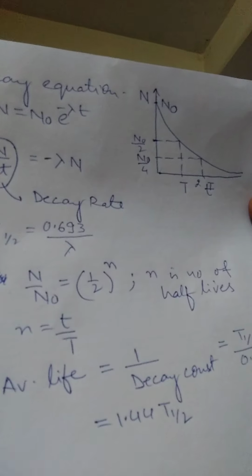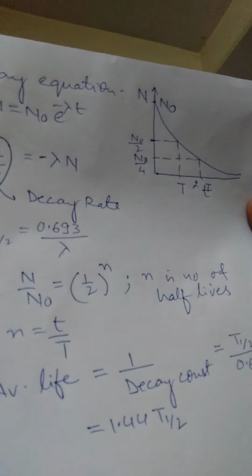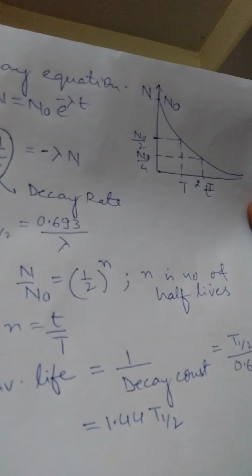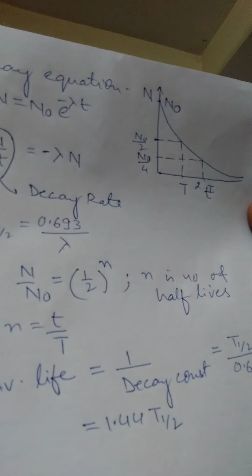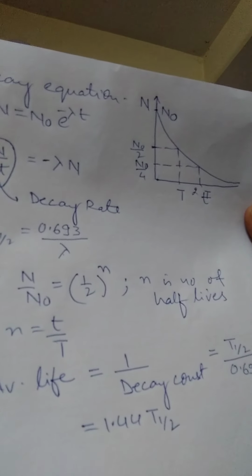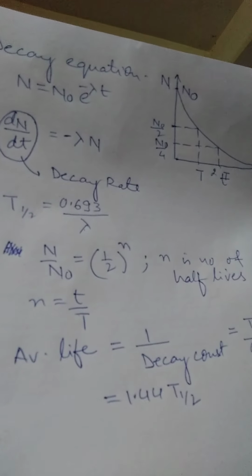In some numerical it is given number of atom decayed is 3 by 4. What I am saying? Number of atom decayed is 3 by 4. So N by N naught is not equal to 3 by 4. If number of atom decayed is 3 by 4, the left is 1 minus 3 by 4, that is 1 by 4. I think it is clear now.